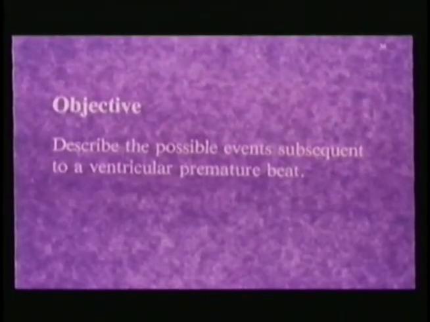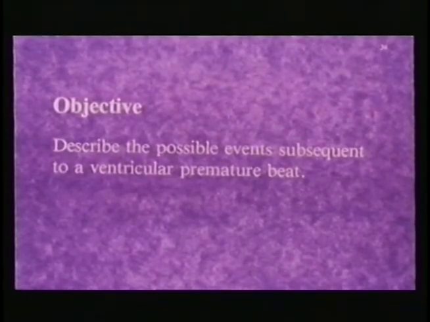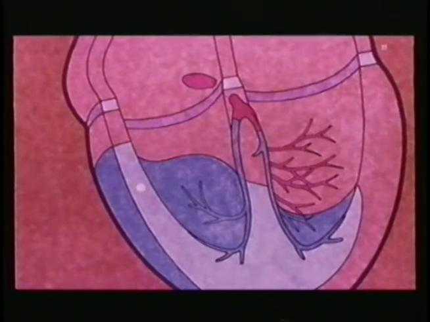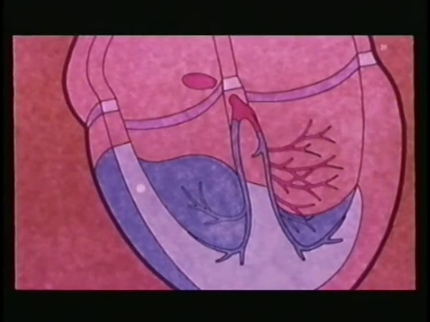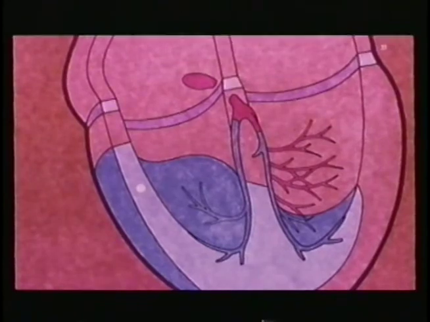34. As your second objective, you should be able to describe the possible events subsequent to a ventricular premature beat. 35. In a ventricular premature beat, the activation of the ventricle is abnormal and asynchronous. The impulse spreads from the ventricle of origin across the ventricular septum to the opposite ventricle.